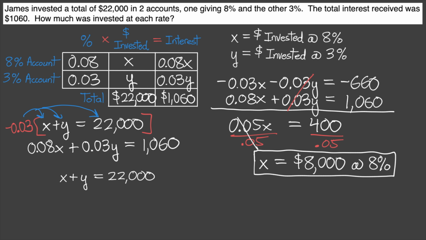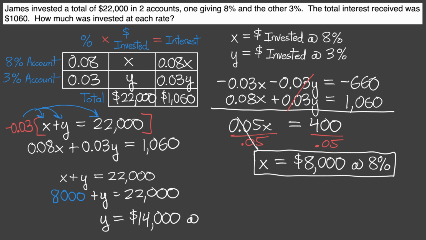So we're going to plug in, I'll write in blue here, 8,000 in for x plus y equals 22,000. Next, we're going to subtract 8,000 from both sides. And when we do that, we get y equals 14,000. So that tells us there was $14,000 invested at 3%. So James invested $8,000 at 8%, and he invested $14,000 at 3%.